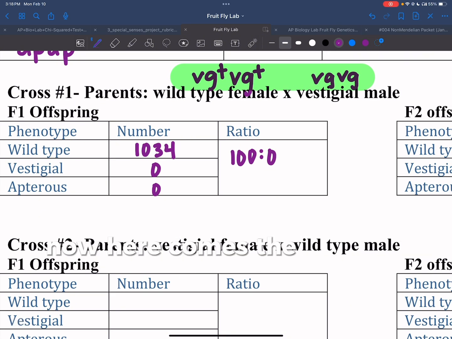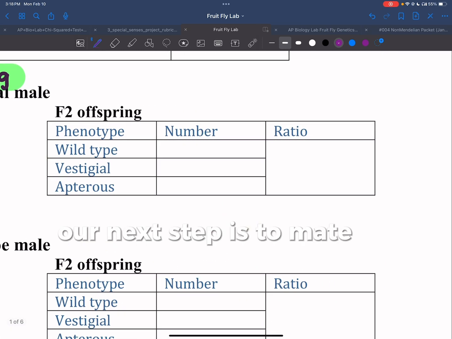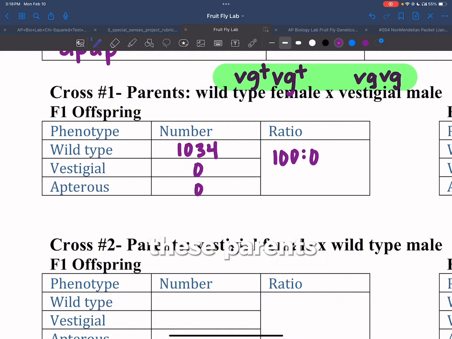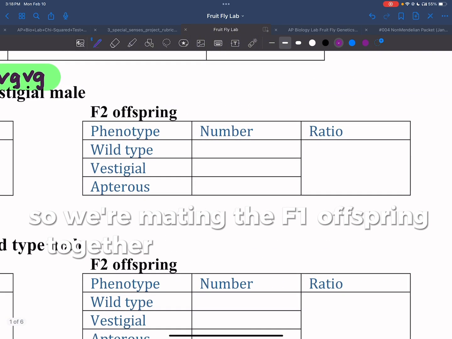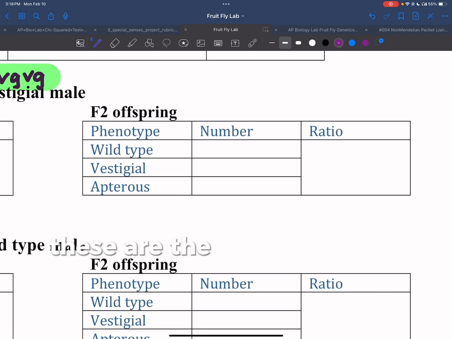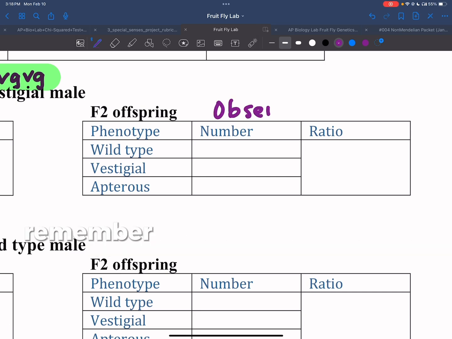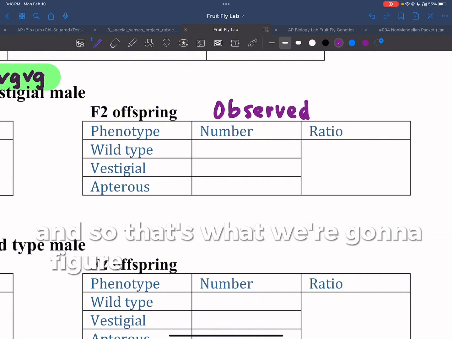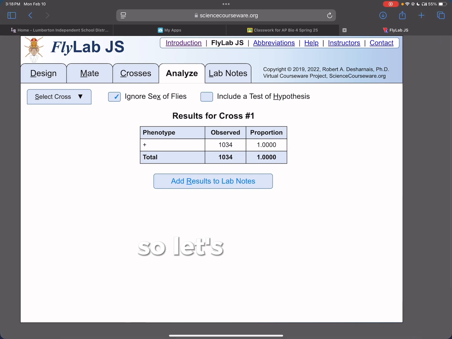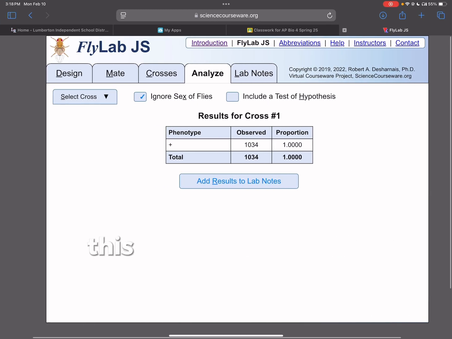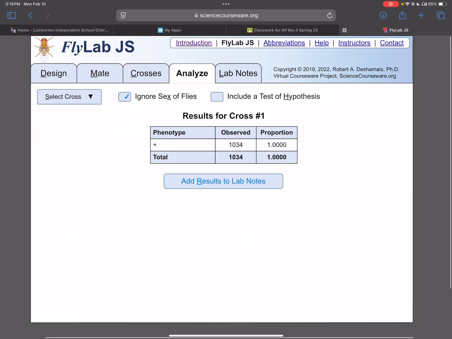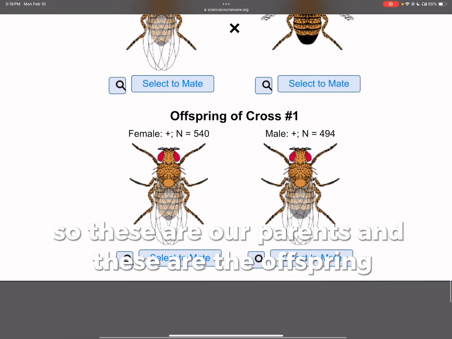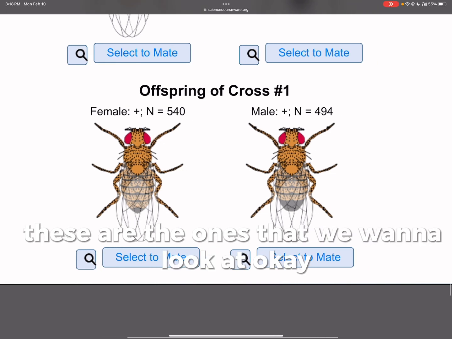Okay, now here comes the next step. Our next step is to mate the children of these parents. So we're mating the F1 offspring together, and we're going to get these. These are the observed values. Remember, for chi-square, we have an observed and we have an expected. And so that's what we're going to figure out before we move on. So let's go back. I guess this is where I am. Great. Let's go back to our crosses. So these are our parents and these are the offspring. These are the ones that we want to look at. Okay, these are my offspring.